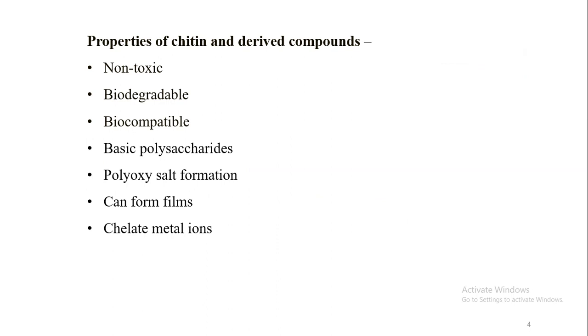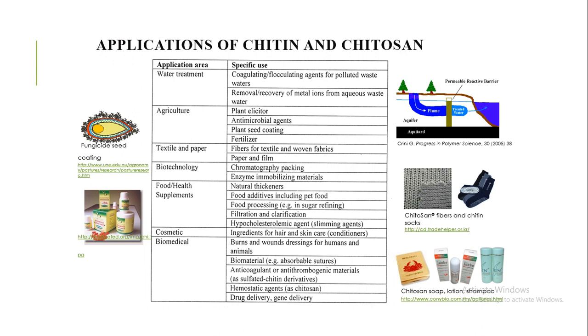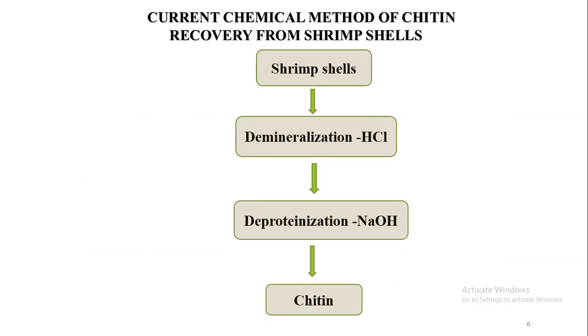Chitin is a non-toxic, biodegradable, biocompatible basic polysaccharide. It can form polyoxy salt films and it can chelate metal ions. As a result, it has many applications, like in water treatment, agriculture, the textile and paper industry, and in biotechnology. It is also used as a food and health supplement. It is used as a cosmetic and it has many biomedical applications.